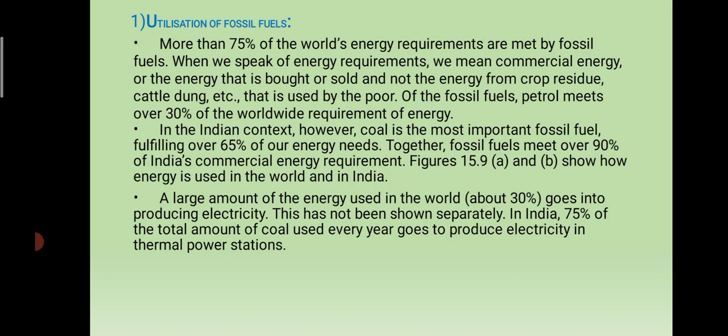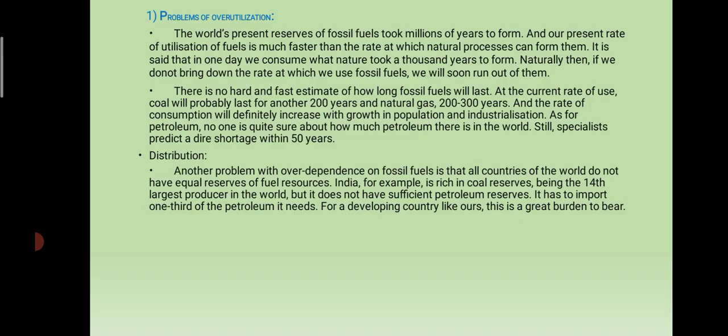Petrol meets over 30% of the worldwide requirement of energy. In the Indian context, however, coal is the most important fossil fuel, fulfilling over 65% of our energy need. Together, the fossil fuels meet over 90% of India's commercial energy needs. Figures 59a and b show how energy is used in the world and in India. In the figure we can see in the book, a large amount of the energy used in the world, about 30%, goes into producing electricity. This has not been shown separately. In India, 75% of the total amount of coal used every year goes to produce electricity in thermal power stations.